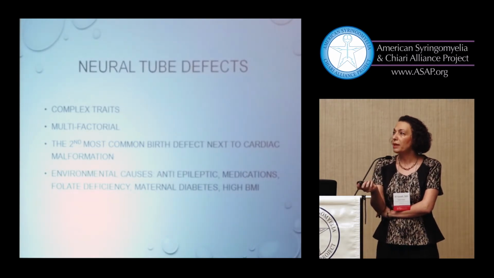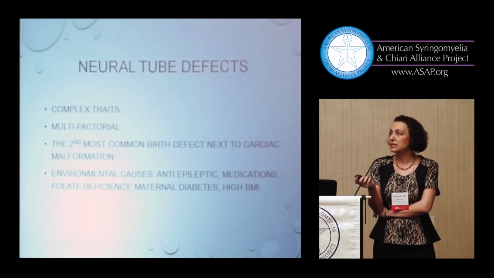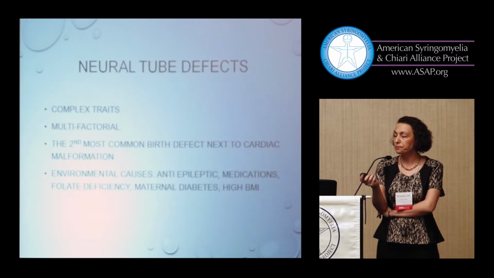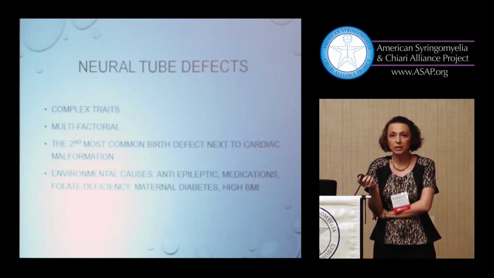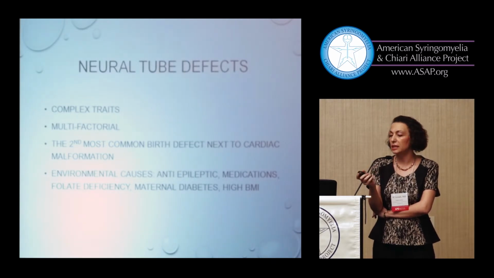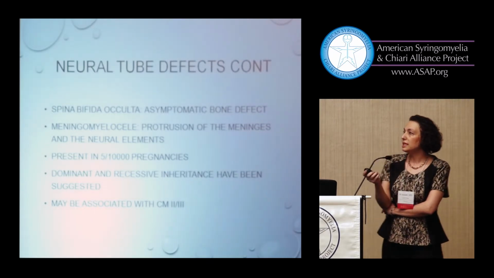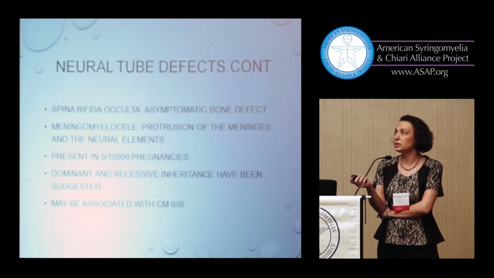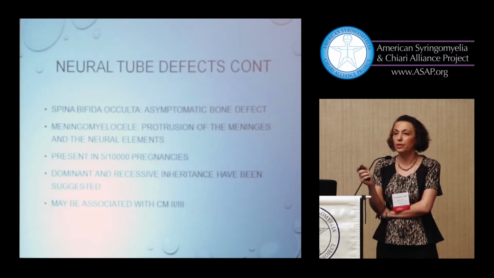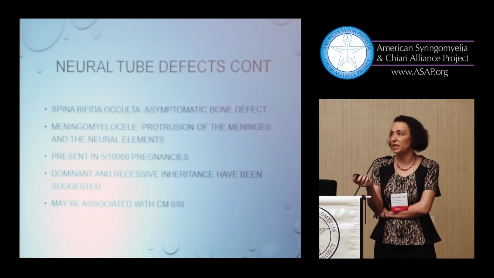And I came across one study, a whole genome association study that basically looked at the variations in genes involved in folate metabolism that may be associated with neural tube defects. So basically the most common form of neural tube defects is spina bifida occulta, so that's completely asymptomatic. There is a bone defect, but not much more than that, and even that you have to find with very careful examinations or x-rays.